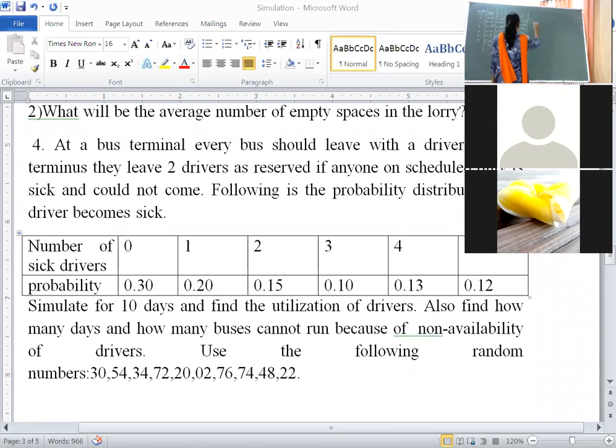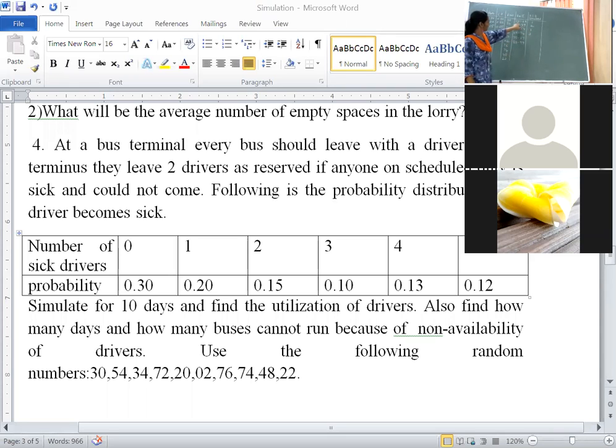Right now, the number of sick drivers, I am writing, that means we simulate the estimated demand we need to calculate. This is simulated, I am calculating. The first random number is 30, which lies in this particular class interval. Number of sick drivers is 1. Then 54 lies in this particular interval. Number of sick drivers is 2. Then 34 lies in this class interval. Sick drivers are 1. Next, 72 lies in this class interval. The corresponding sick drivers are 3.